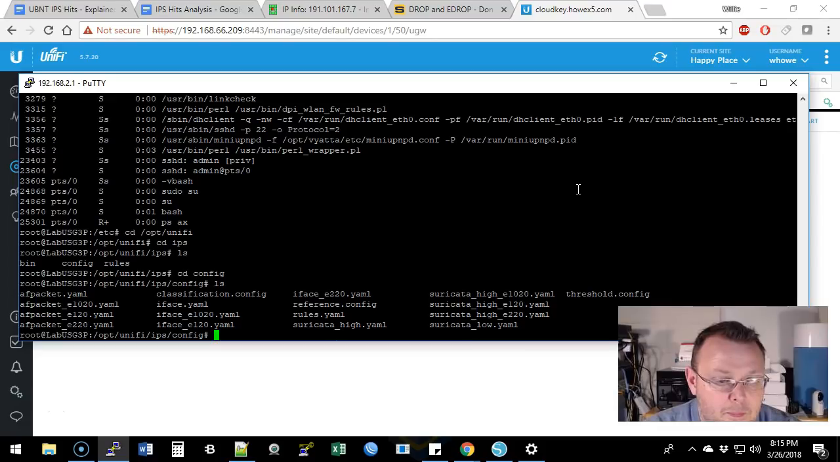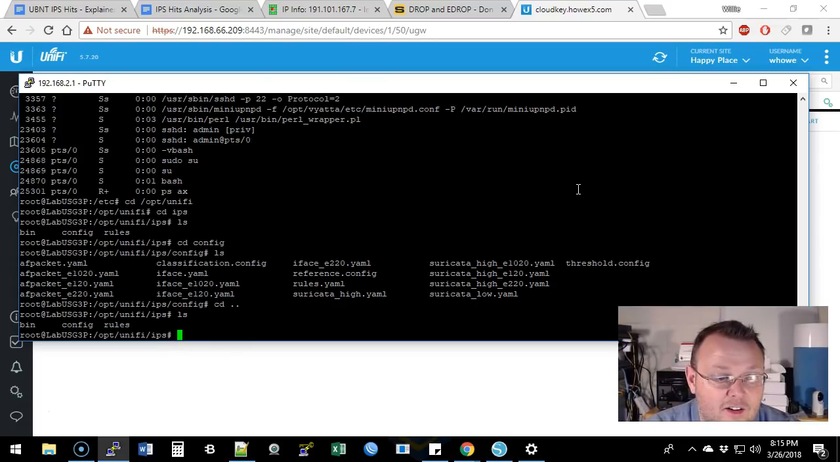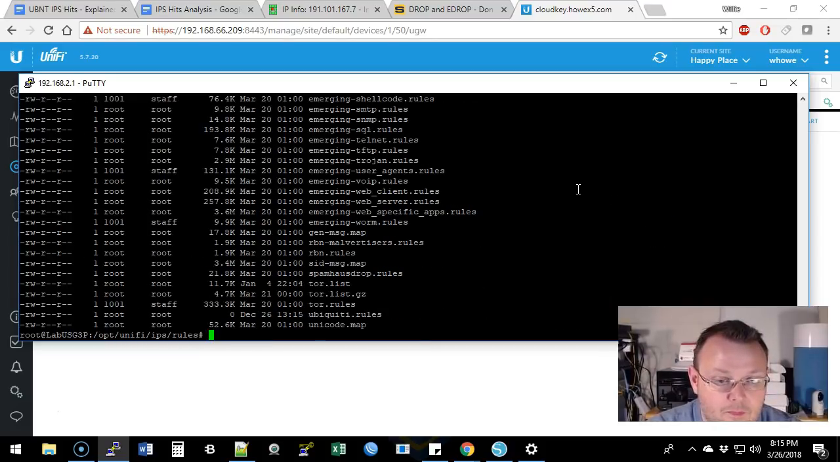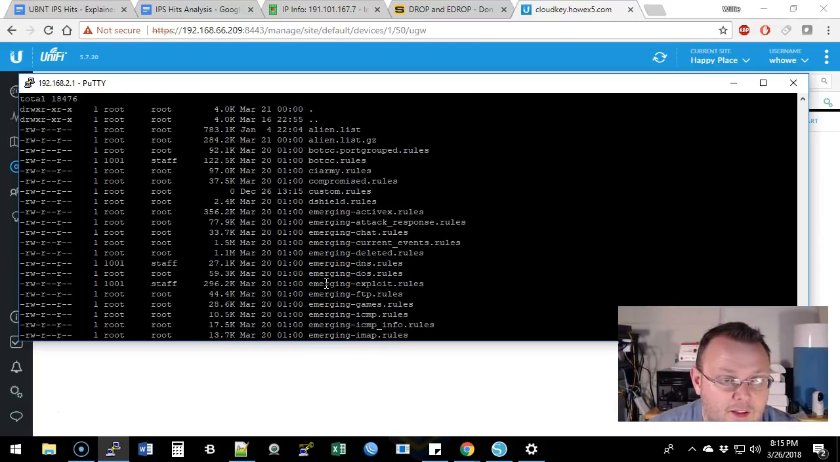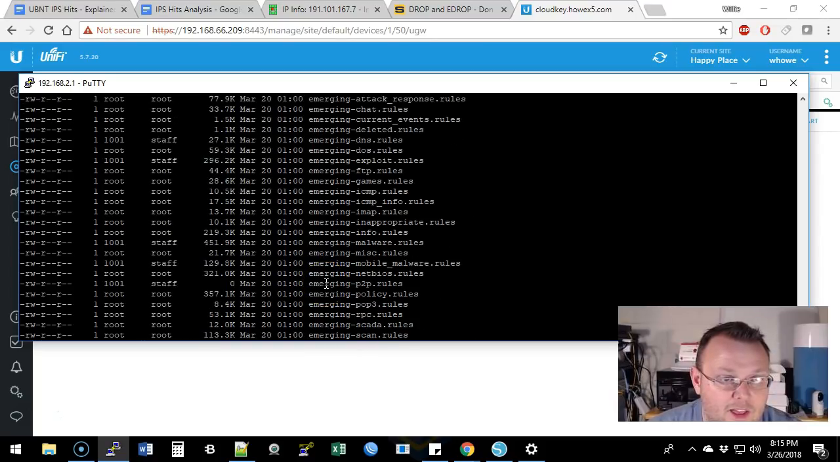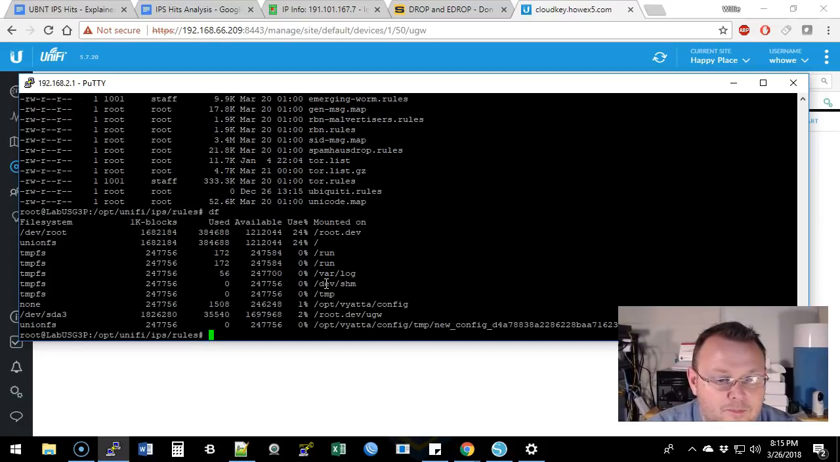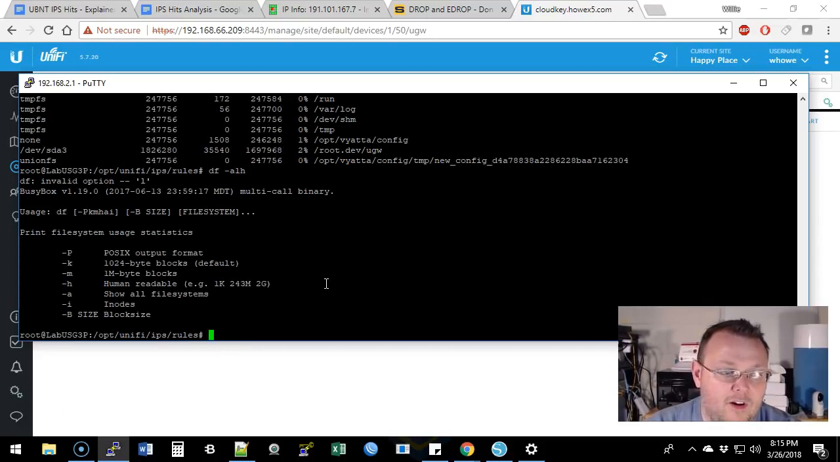And yeah, this is it. But I've got to imagine that they are collecting this data. So here's all of your rules. You can see how big some of the files are. Now, they have to be careful about how much they put on the USG.